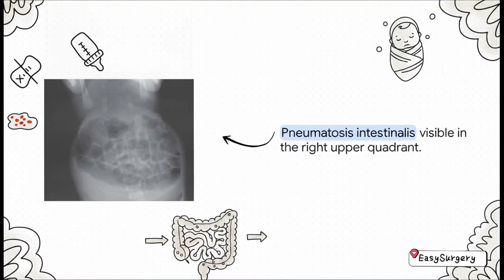It's the absolute hallmark radiographic sign of NEC ischemia. This disease is the most common neonatal GI emergency, and it usually hits premature infants in their first month of life. They'll typically present with feeding intolerance, bloody stools, and lethargy.